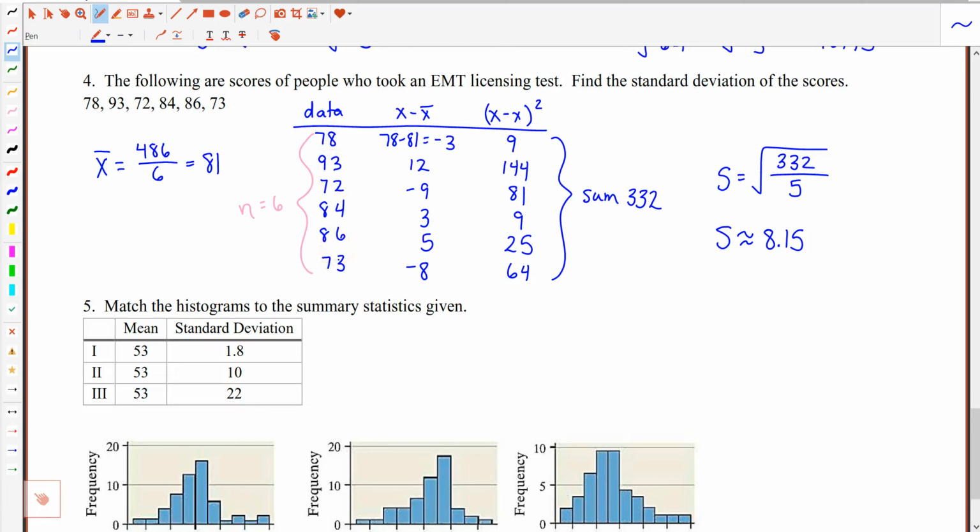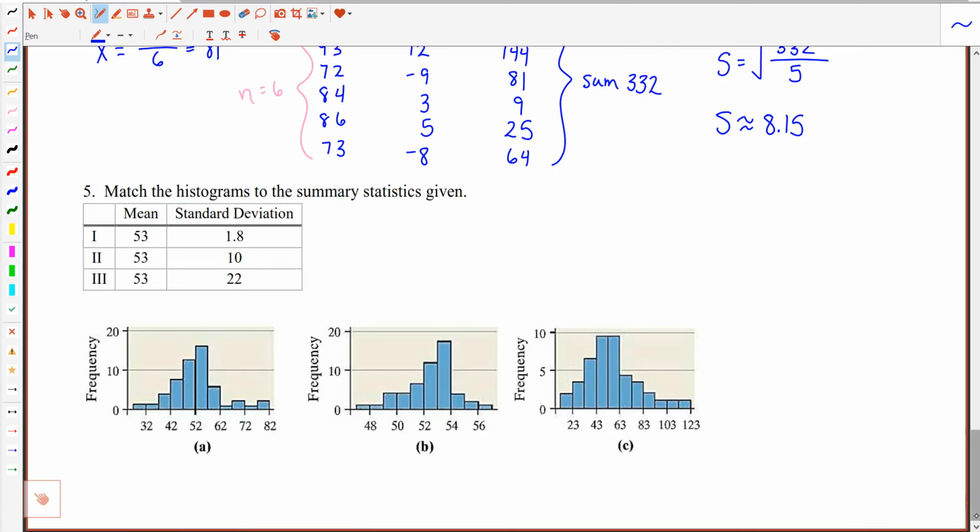In this final example, let's take a look at a bunch of different histograms and see if we can determine which one has which standard deviation. I have these three summary statistics: a mean of 53 and standard deviation of 1.8, a mean of 53 and standard deviation of 10, and a mean of 53 and standard deviation of 22. The question is, which one of these histograms corresponds to which one of these pairs of summary statistics?